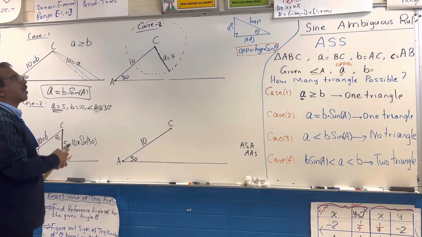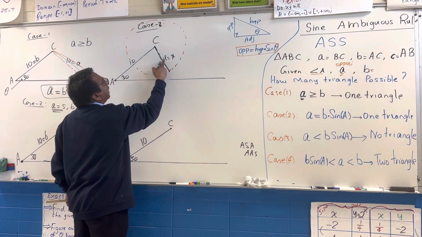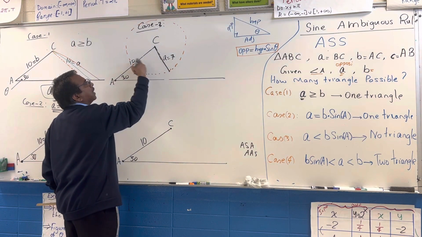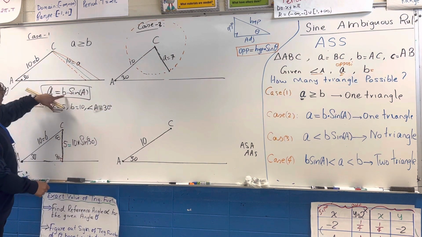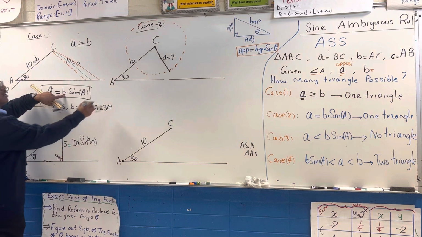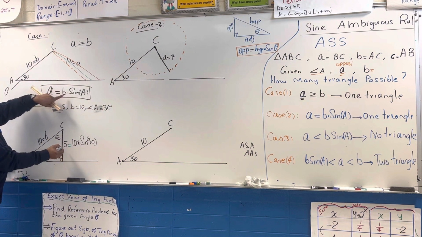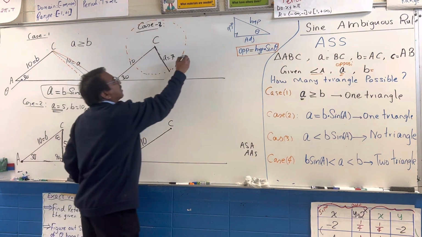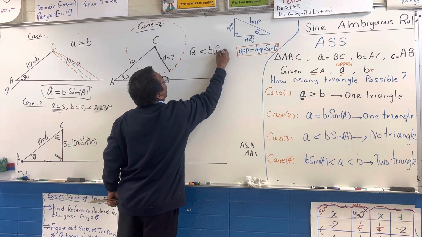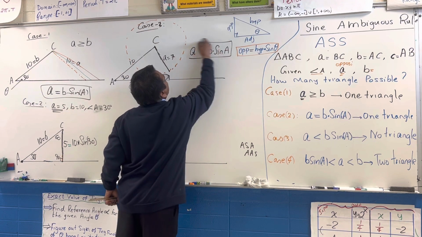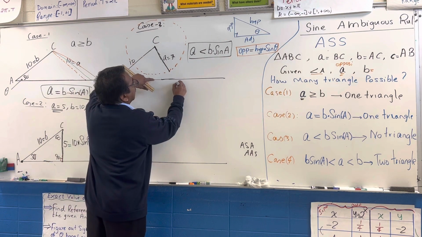So a triangle cannot be formed if this a is lower. Here a is lower than b sine A; this one is smaller than this side. So if a is less than b sine A, in this case there is no triangle.